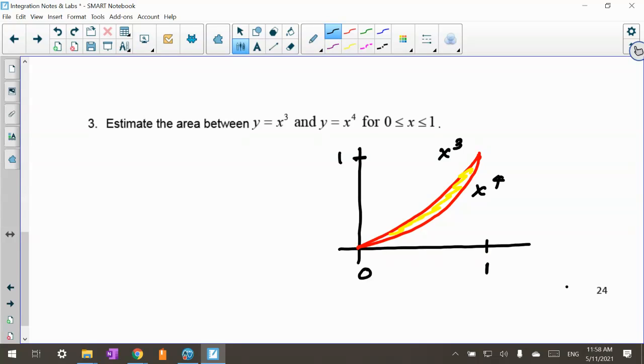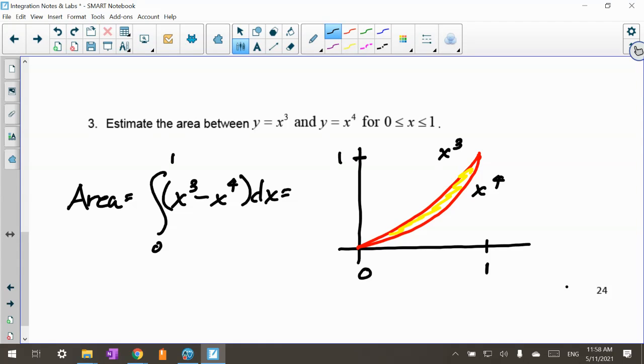So how you set this up is the area between the two curves is going to be the integral from 0 to 1, because that's what they wanted. And all you do is take the one on the top and subtract the one on the bottom, dx. When you put that in your calculator, you are going to get 0.05. So that's the area between the two curves. So that's number 3.